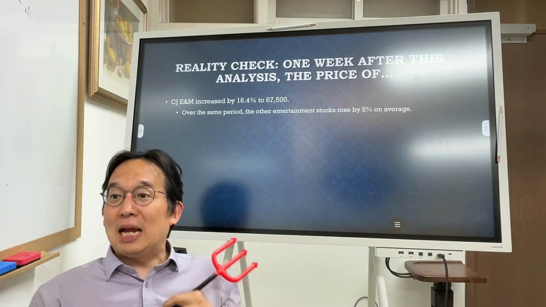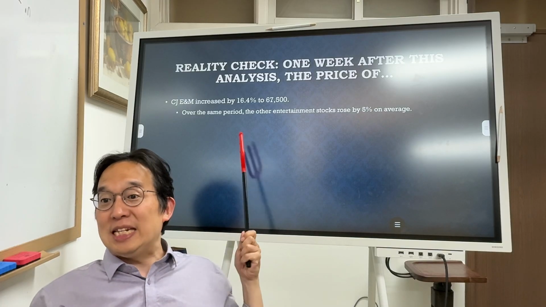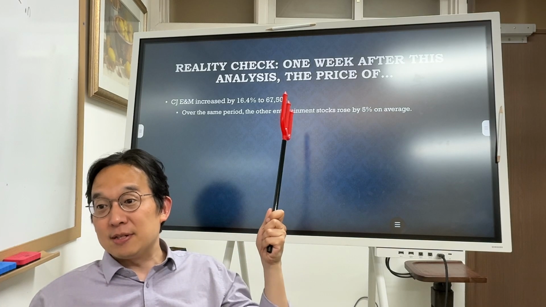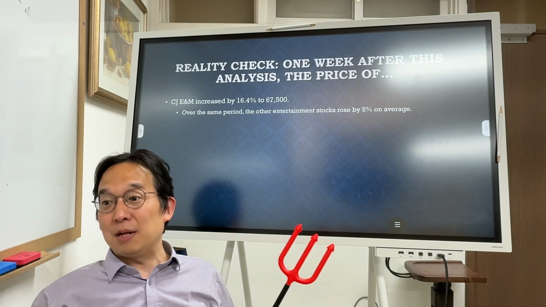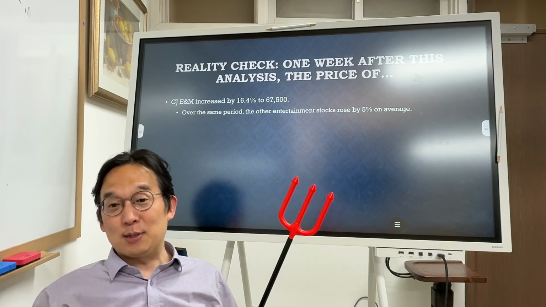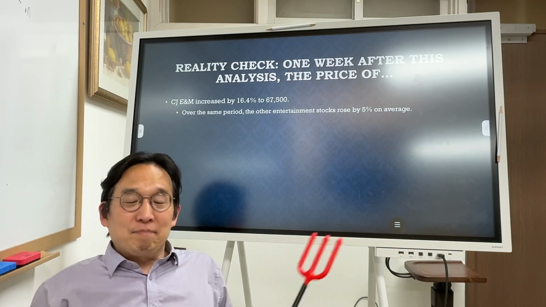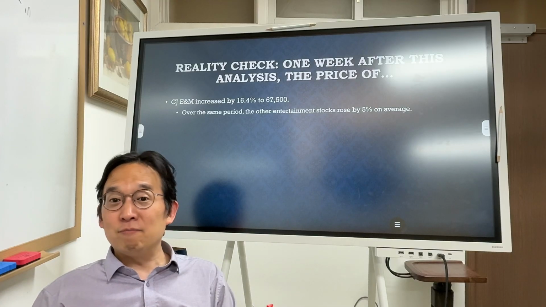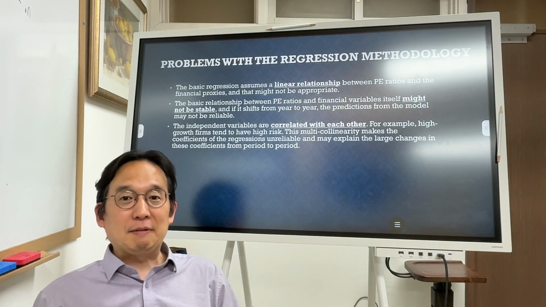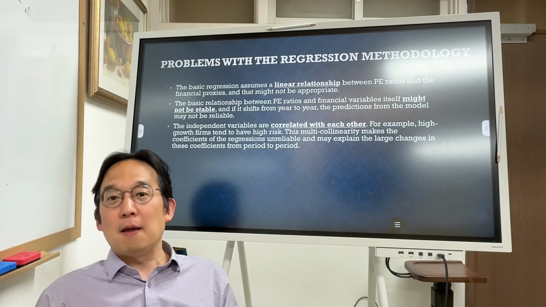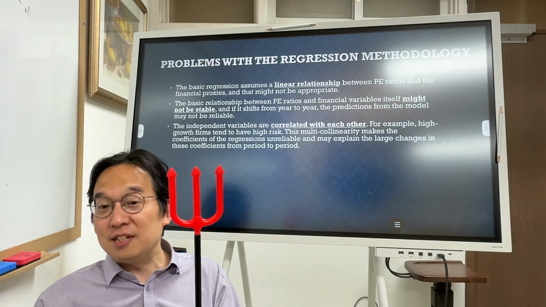Now, a reality check after the fact. One week after this analysis, the price of CJENM increased by 16%, while over the same period the other entertainment stocks rose by 5%. So an 11% abnormal return was there. So maybe I was correct in using that regression analysis, but that was a weak result. There's a caveat. Anyway, I focus on YG Entertainment, by the way.